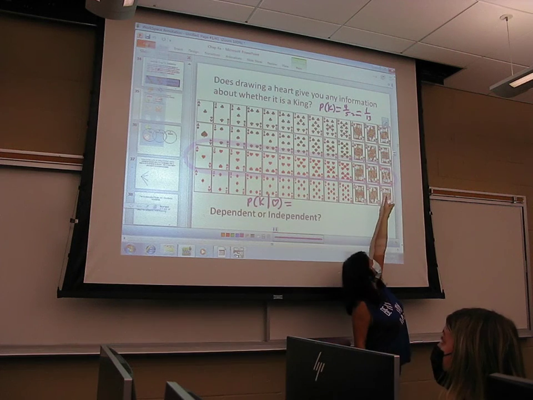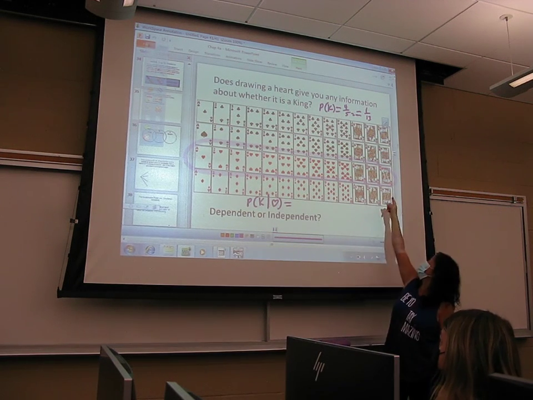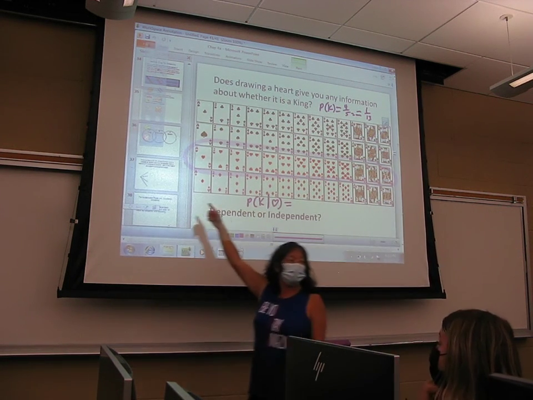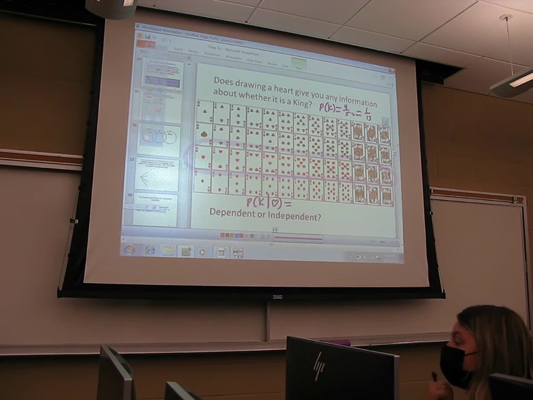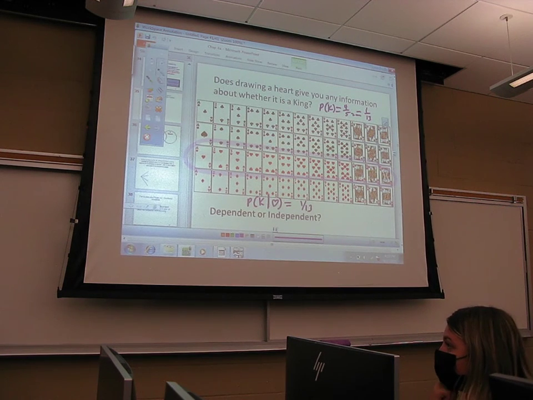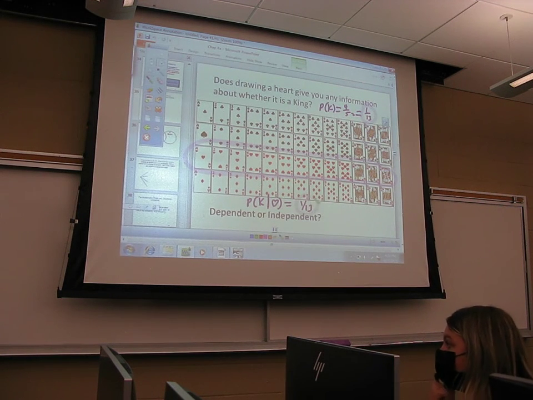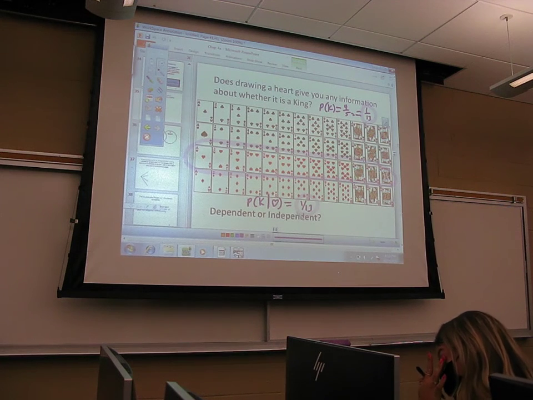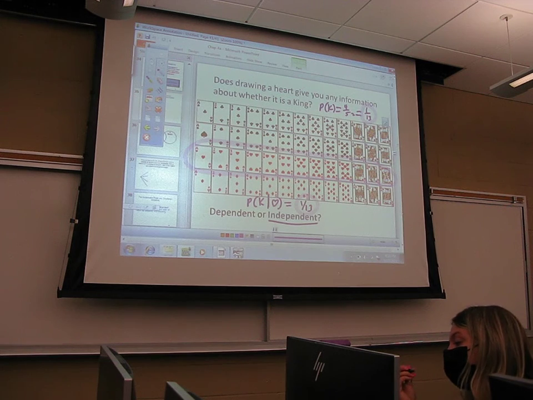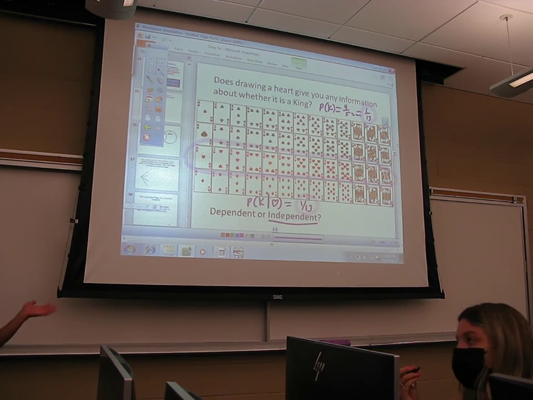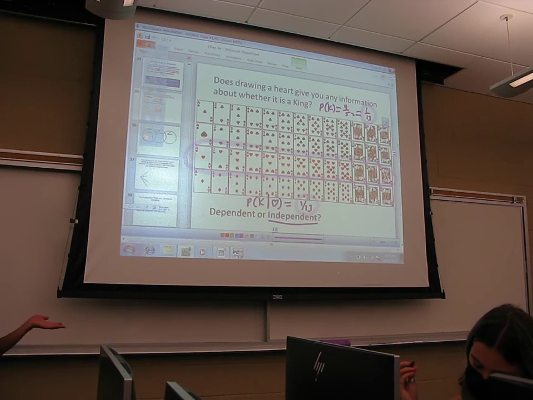1 out of 13. Everyone see that? That's 1 out of 13. Is everybody with me in this part? Okay. Have these probabilities changed? This one to that one, are they the same or different? Same. So it is independent. The probability doesn't change. It gives you no information at all. Knowing it's a heart does not change your probability, so heart and king are independent of each other.